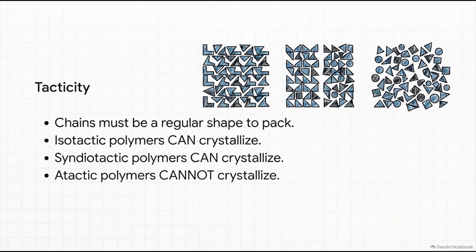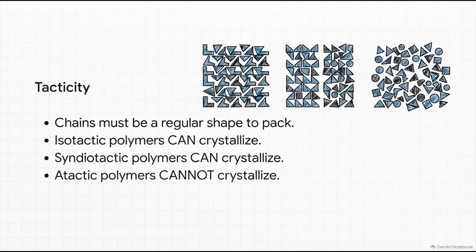But here's the catch. Not all polymers can pull this off. Definitely write this down: tacticity dictates crystallinity. For a polymer chain to pack into a crystal, it has to have a regular shape. Isotactic polymers, where all the side groups are on one side, can crystallize. Syndiotactic polymers with alternating side groups can crystallize too.